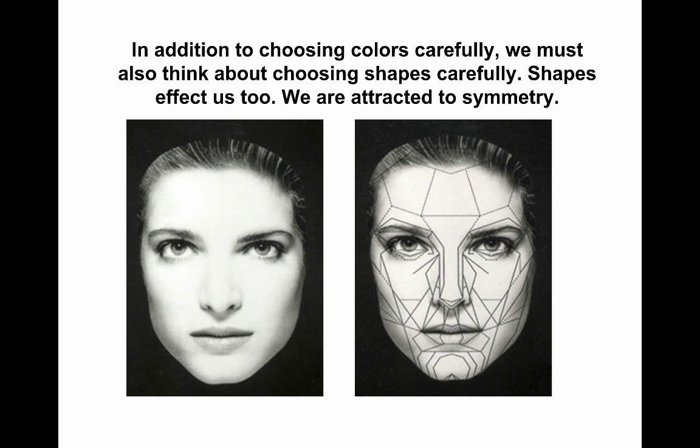In addition to choosing colors very carefully, we also have to think about choosing shapes carefully. Shapes affect us. We're attracted to symmetry, but when things are too symmetrical, they can seem what we call static, or even so balanced that they lose your interest. On the other hand, we tend to think of human faces as being more attractive the more symmetrical they are. So when you're thinking about whether or not you want people to be attracted or drawn to something, think about how much symmetry you want to use.